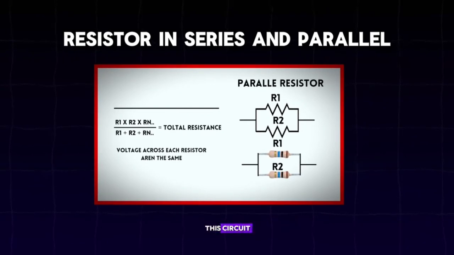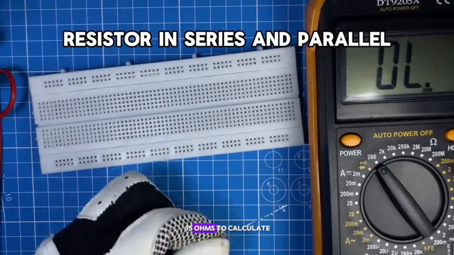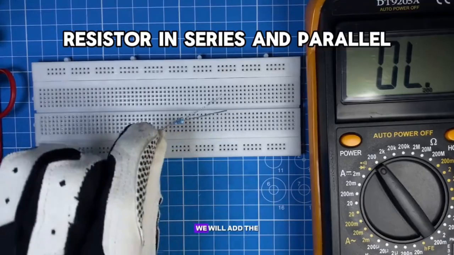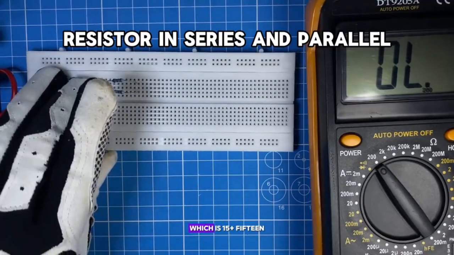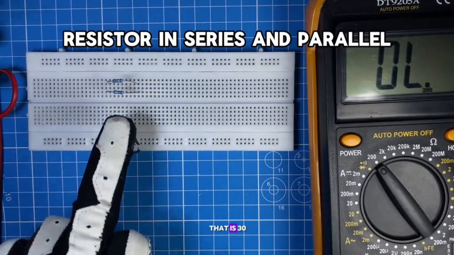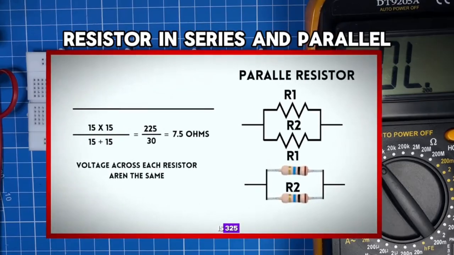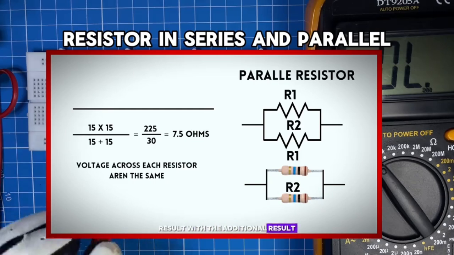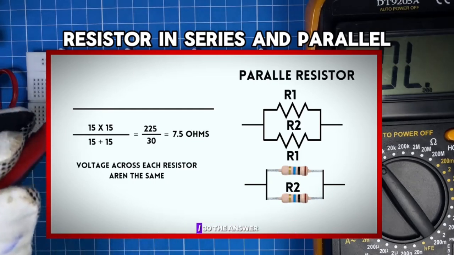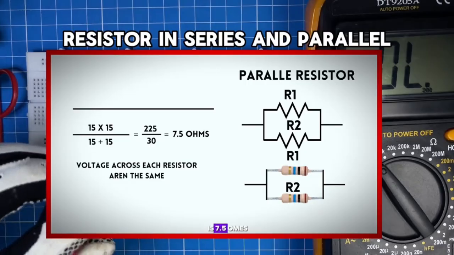So now in this circuit, we have two resistors connected in parallel. Each of them is 15 ohms. To calculate the result, we will add the total value of the resistors, which is 15 plus 15. That is 30, and we will also multiply the total value of the resistors, which is 15 multiplied by 15, that is 225. Then we will divide the multiplied result by the added result. So that is 225 divided by 30, the answer is 7.5 ohms.